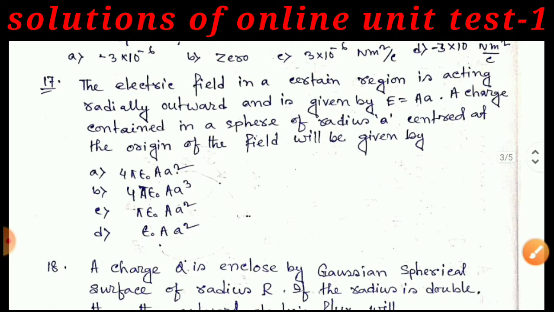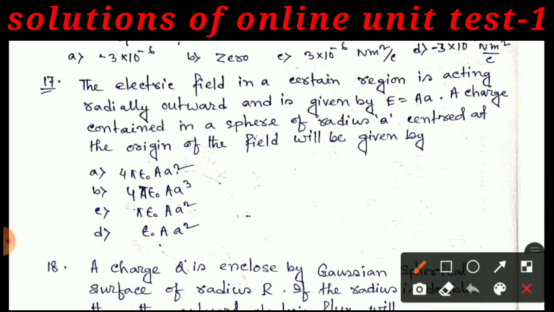Question number 17: the electric field in a certain region is acting radially outward and is given by E is equal to A a, capital A small a. The charge contained in a sphere of radius a centered at the origin of field will be given by, answer will be option B, 4 pi epsilon naught capital A small a cube.